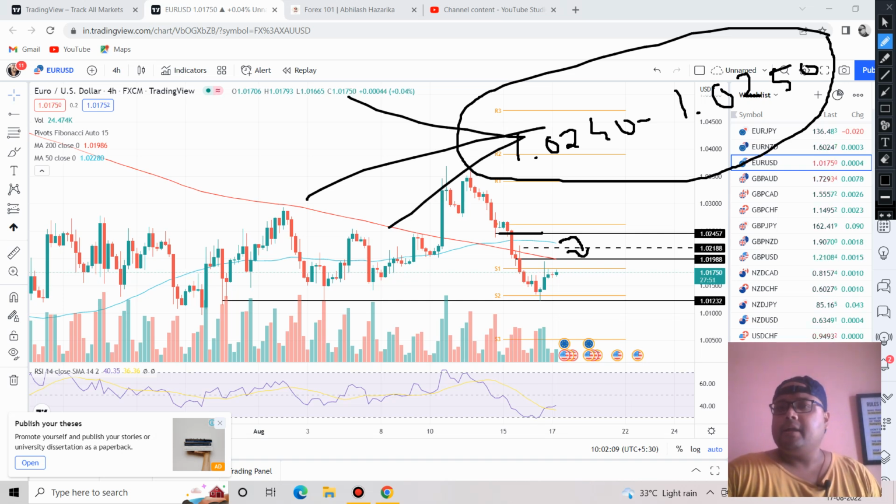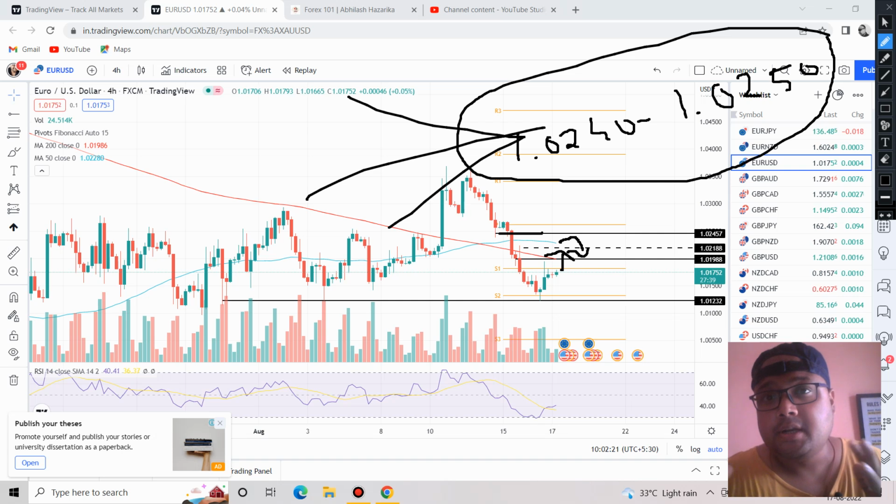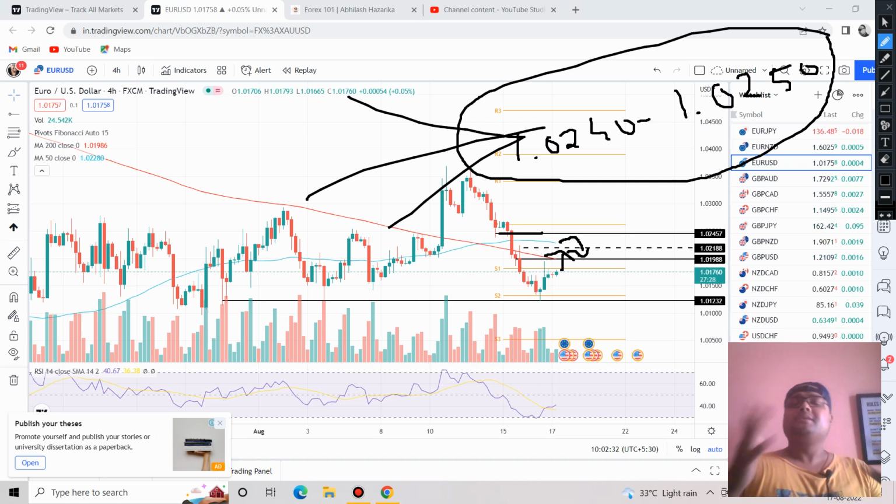In case of a break, if market starts going up also from here, I'm not suggesting any buy position because of multiple resistances, and overall the chart is bearish. And as we all know that Europe is under pressure, the European continent, because of drought, severe drought and energy crisis. So overall the picture is not much positive for euro. So as a result, it is better, at least personally, I'll be looking for selling opportunities only.